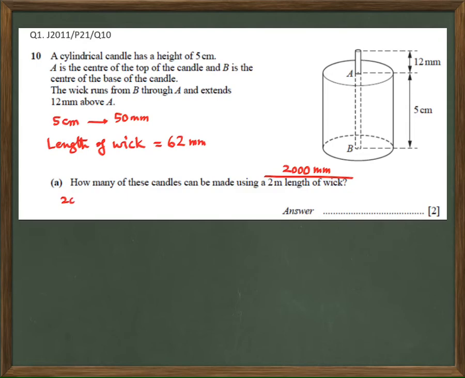So 2 meters is 2000 millimeters. It's a simple division question. You get this answer in fraction. You can also write in decimals. We are simply worried about the quotient, which is 32. Everything else is a wastage. That means 32 full candles can be made in this scenario. 32 wicks can be made for 32 different candles in this particular scenario.